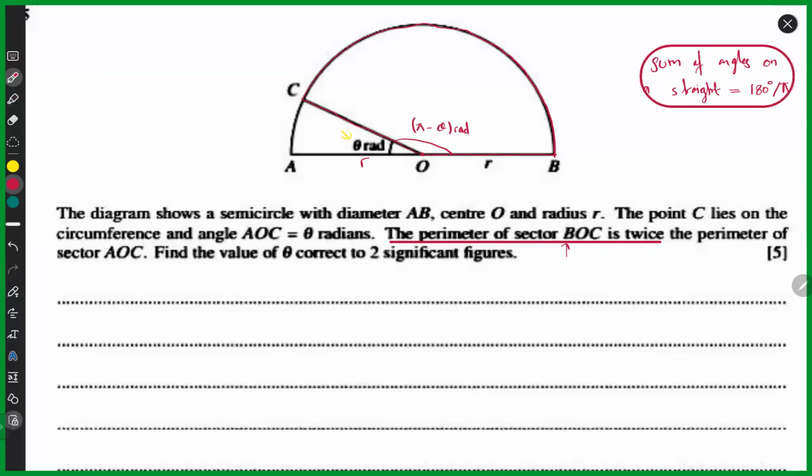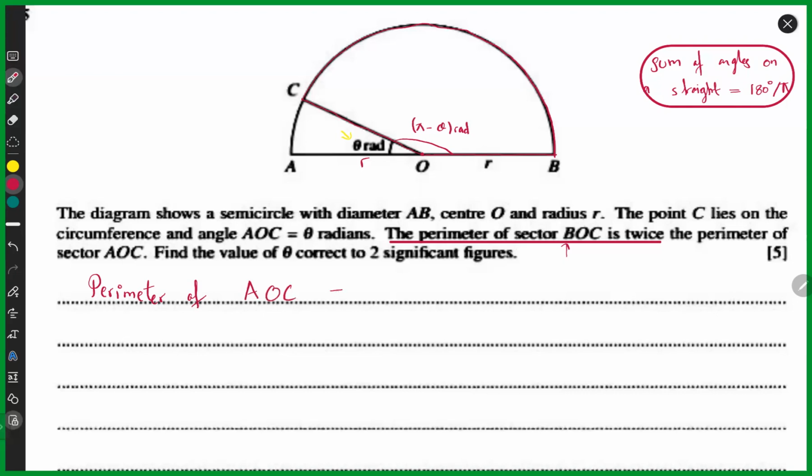All right, okay, perfect. So let's start off with the question by writing down some stuff. So what I can do is, let's talk about the perimeter of AOC. AOC is basically the smaller sector, okay?